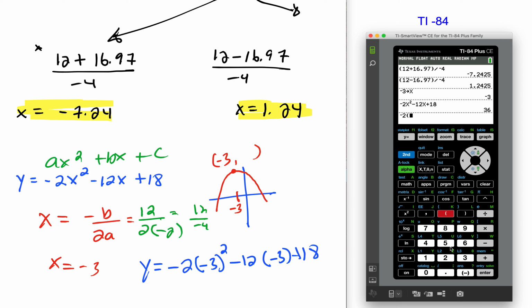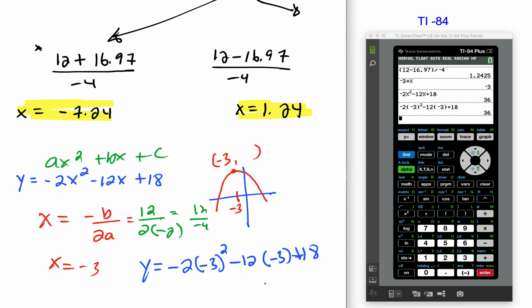Or we can do it the traditional way without storing it as x, and you just go negative 2, parentheses, negative 3 closed, to the power of 2, scoot to the right, minus 12 times negative 3 close, plus 18, 36. All right, cool. So that means that this value right here is 36.